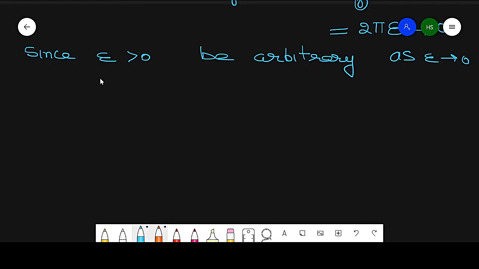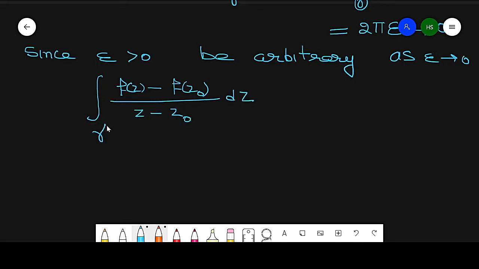integration of f(z) minus f(z0) over z minus z0 into dz around gamma is equal to 0. So this is some equation.